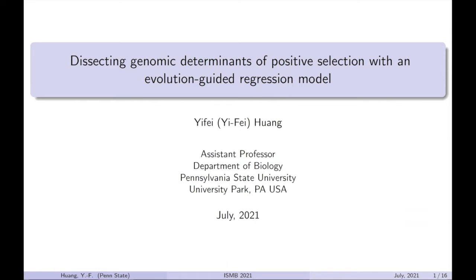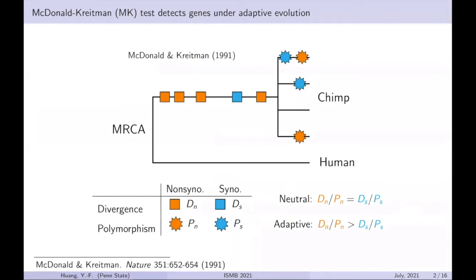Today, I'm very excited to discuss how to infer genomic determinants of positive selection using a novel statistical method developed in my lab. So our new method is based on the classic MK test. The MK test aims to detect genes under positive selection.